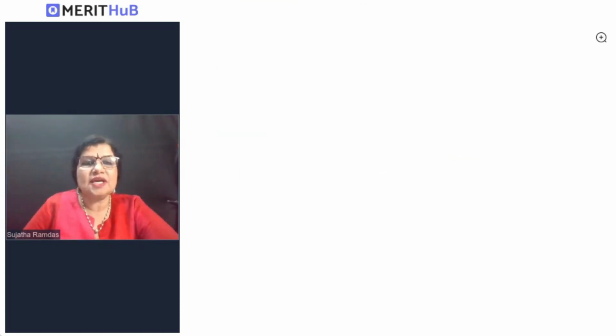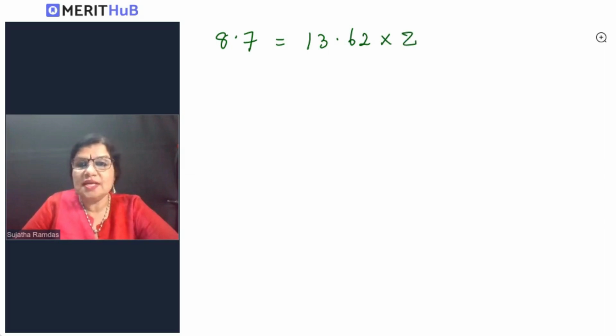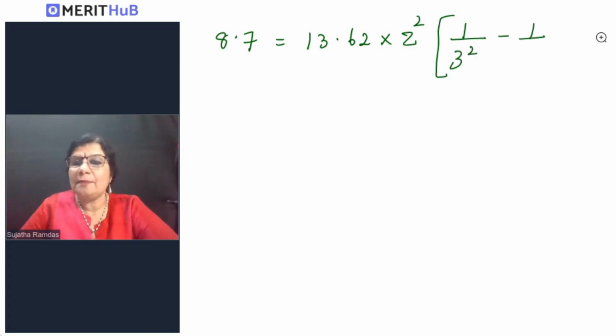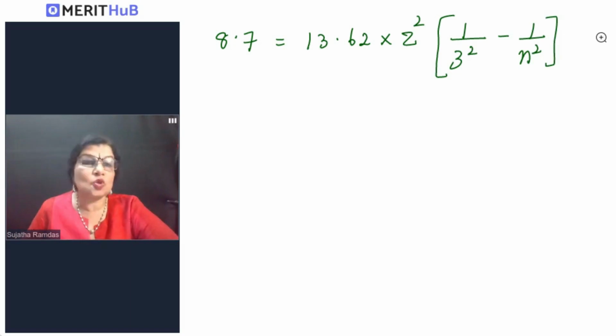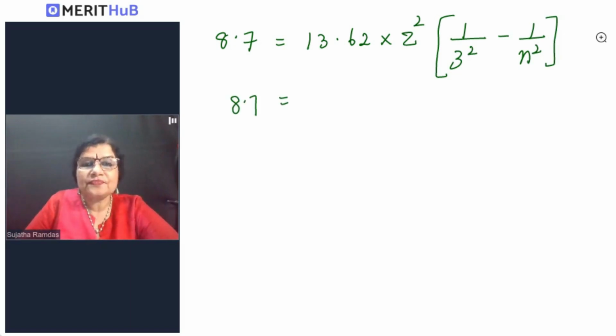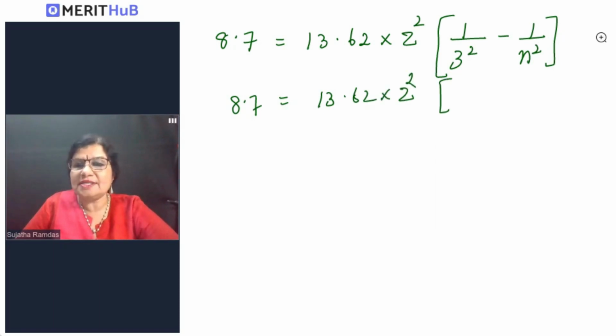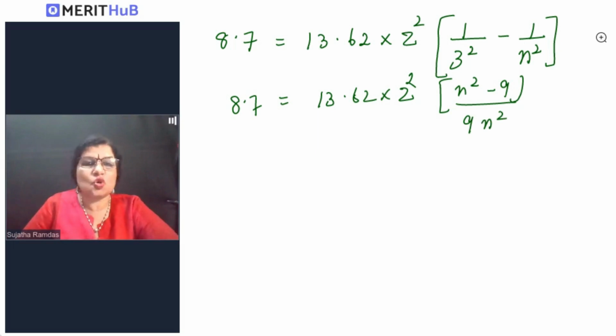All right. So here we have 8.7 is equal to 13.62 into Z square into the second excited state would be 1 by 3 square minus 1 by n square, which is equal to 13.62 into Z square into n square minus 9 divided by 9n square, and therefore this is equation 2.